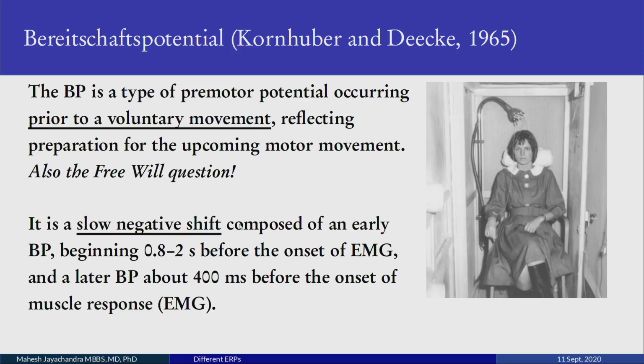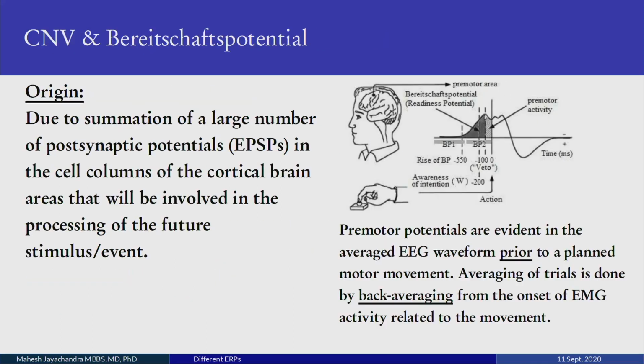So it's a slow negative shift, and there are two components. There's an early BP and then there's a late BP. Okay. So the free will question, do you have free will or is there a green man inside your brain orchestrating things, has now come to rest in this because one of the things is our consciousness, the resolution of our consciousness is in hundreds of milliseconds.